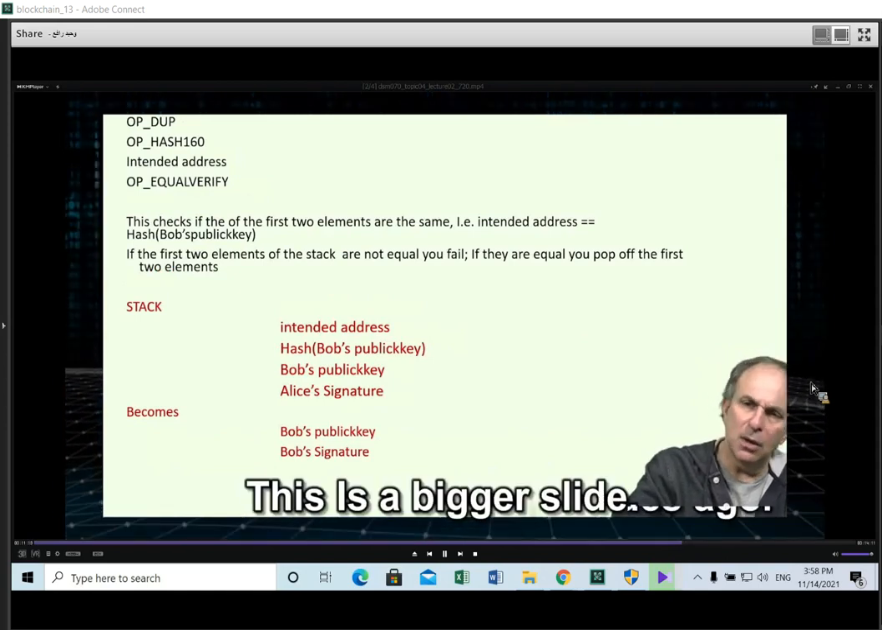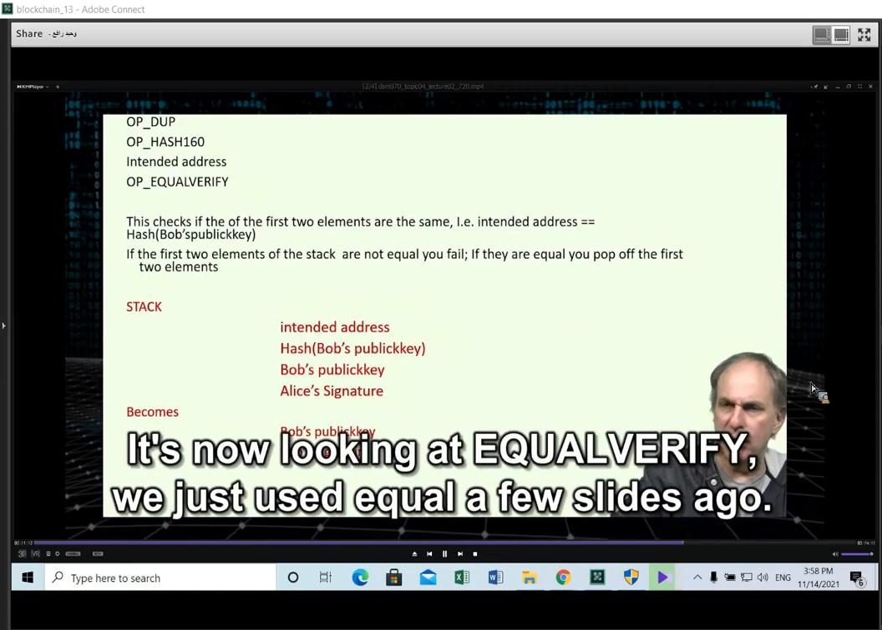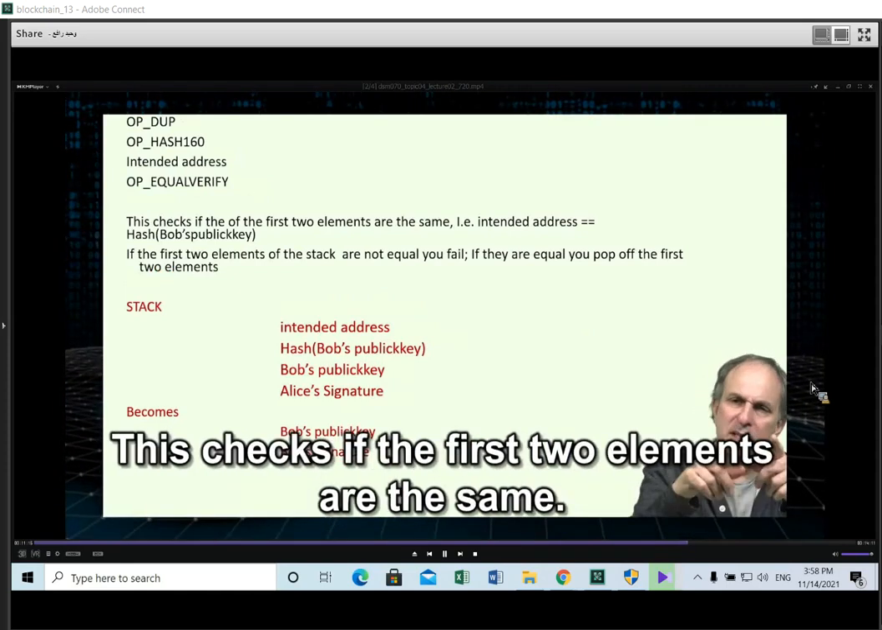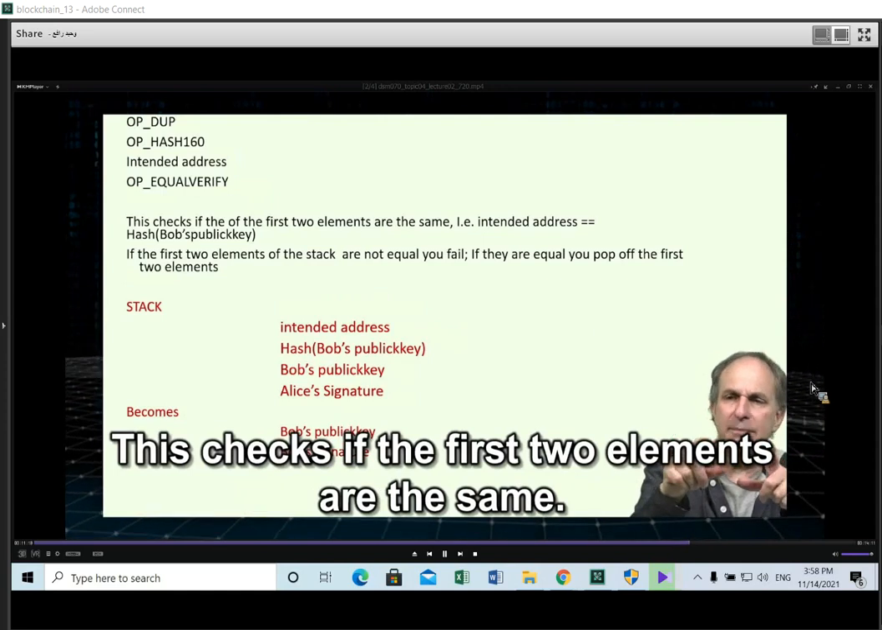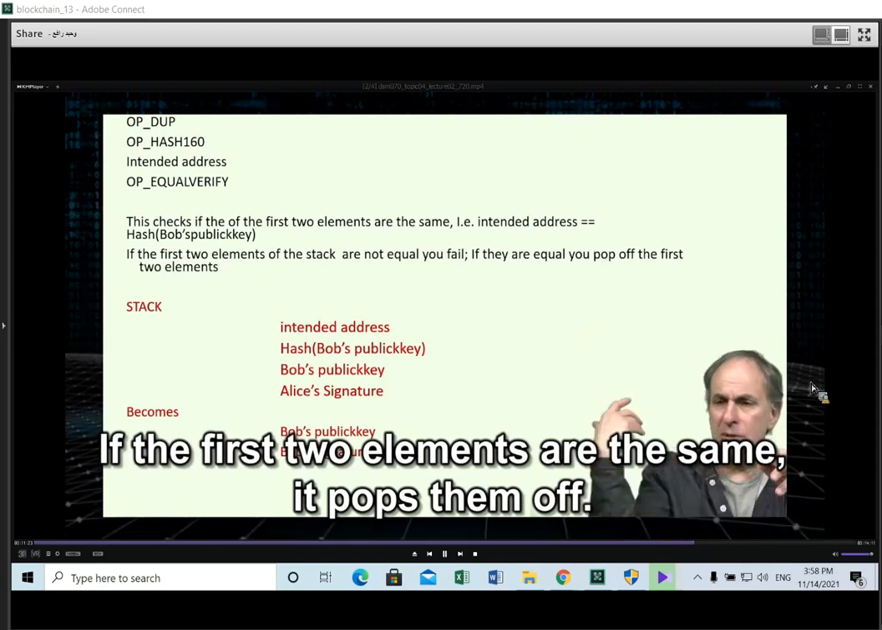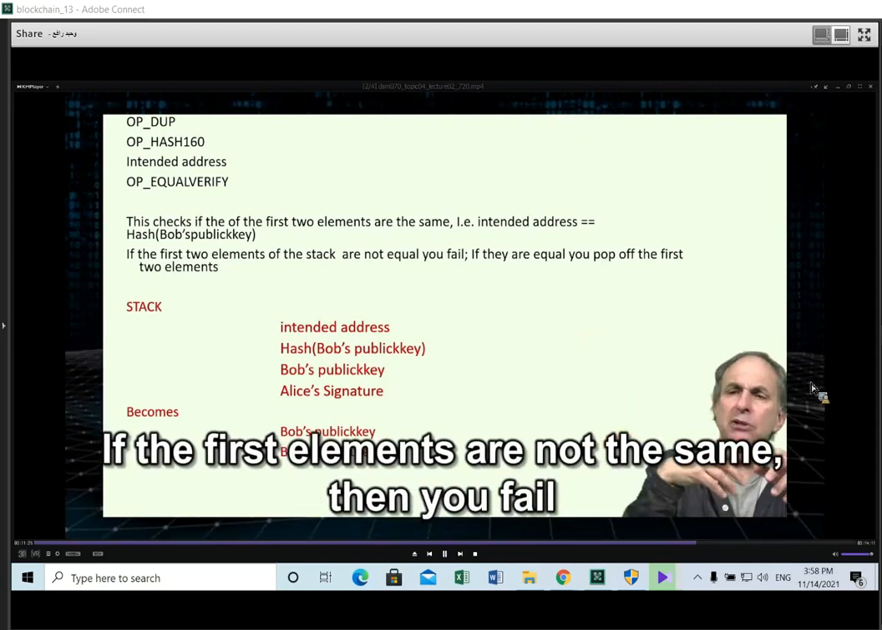So let's assume they are the same. So we keep going, and we get this. The stack is now gone back down to where it started. Actually, it's just the public key and the signature. And then the last thing is this check sig.